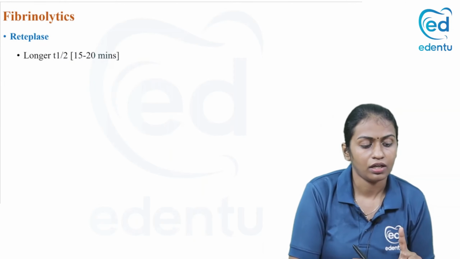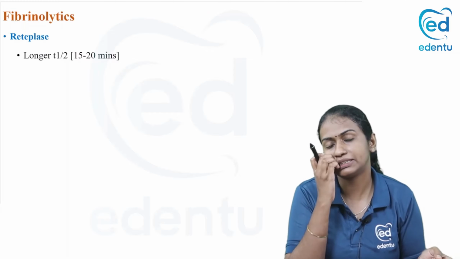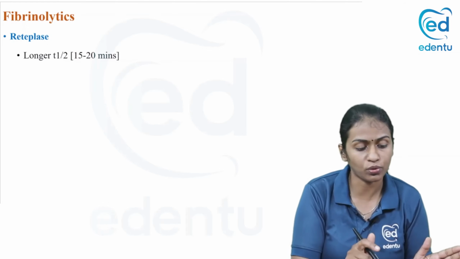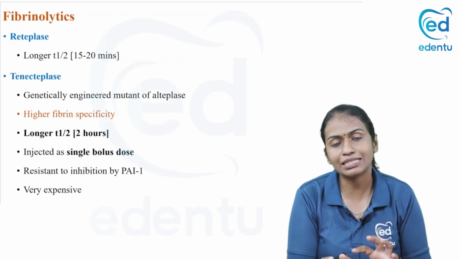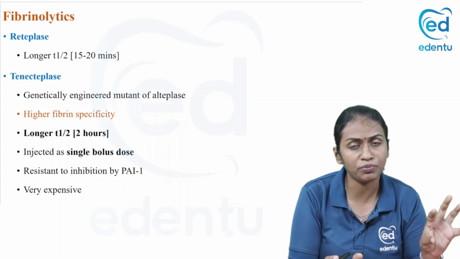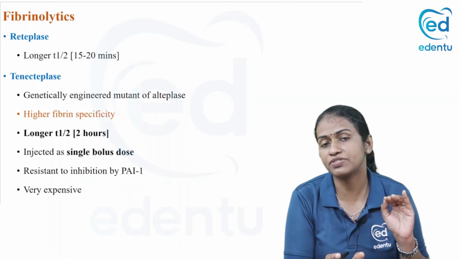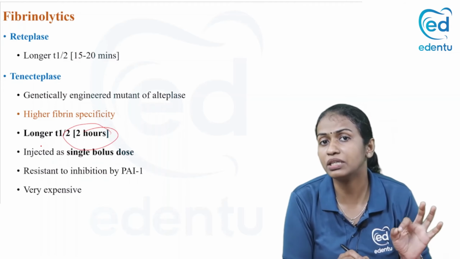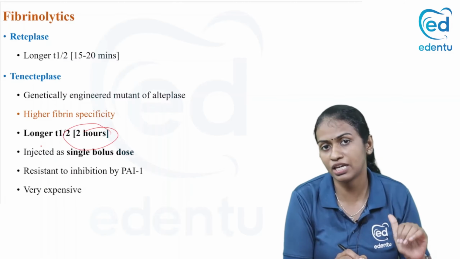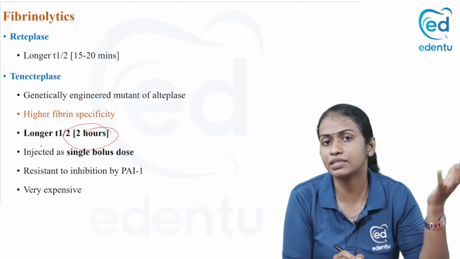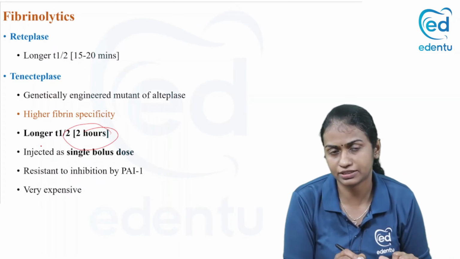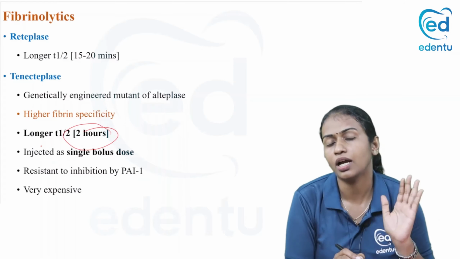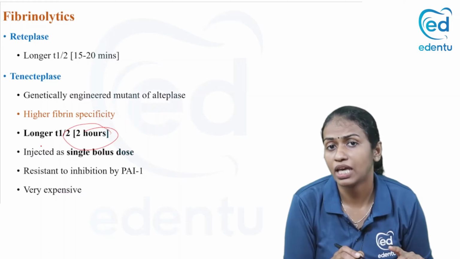Now reteplase, compared with alteplase, has a slightly higher half-life of 15 to 20 minutes. For alteplase, it was 4 to 8 minutes. And tenecteplase is a genetically engineered mutant of alteplase. Higher fibrin specificity is there. More importantly, it has a long half-life of 2 hours. So it can be given as a bolus fibrinolytic, need not be given as an infusion. So even in an ambulance setting, you can give a shot of tenecteplase. It can be injected as a single bolus dose. It is resistant to inhibition by antiplasmins and it is very expensive.